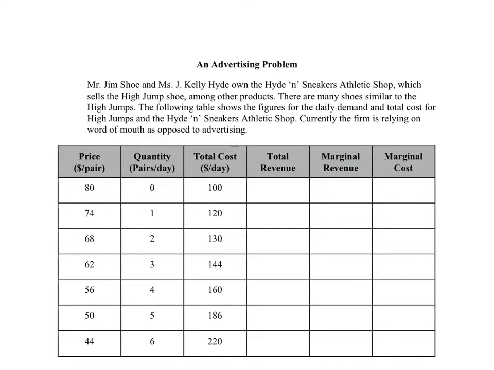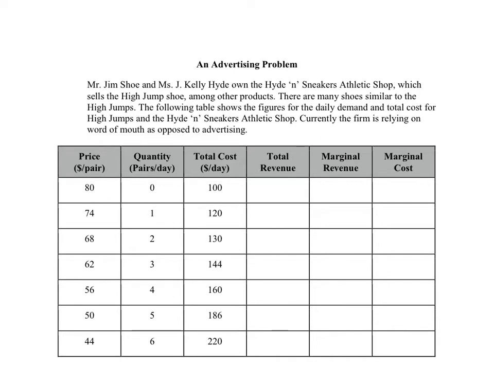And so this problem is a basic profit maximization problem using a schedule, but focusing on advertising as our decision. So we've got a shoe company here which sells shoes, and there are many shoes similar to high jumps, and the following table shows the demand and total cost for the shoes. Currently we're relying on word of mouth as opposed to advertising. And so we want to fill in the remainder of the table: total revenue and marginal cost.